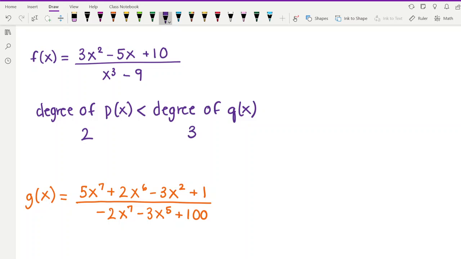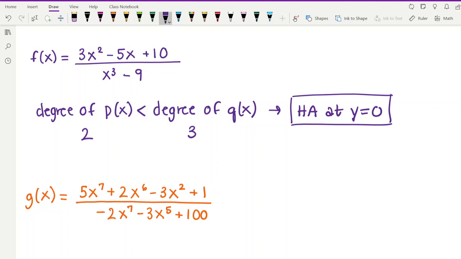And so what do we know happens when the degree of the numerator is less than the degree of the denominator? Well, that's like the first situation that we had, right? That means that the denominator is going to get bigger and bigger and bigger, and the numerator won't be able to keep up. So the function will eventually level out towards 0. So that will give us a horizontal asymptote at y is equal to 0.